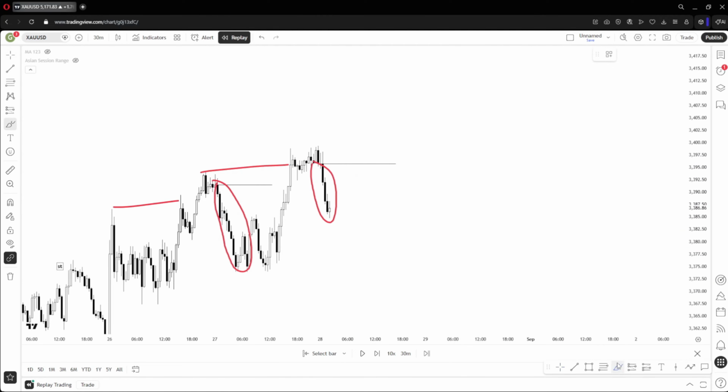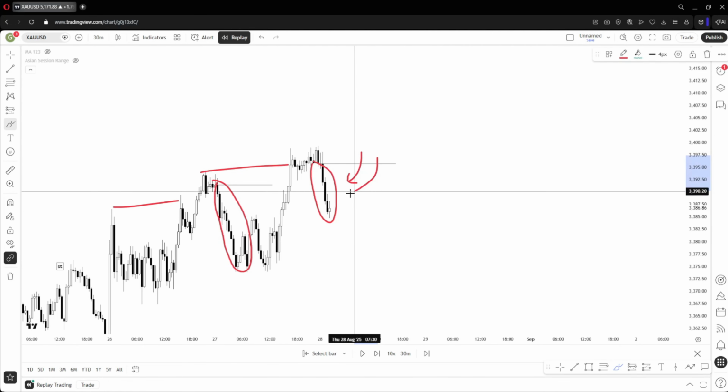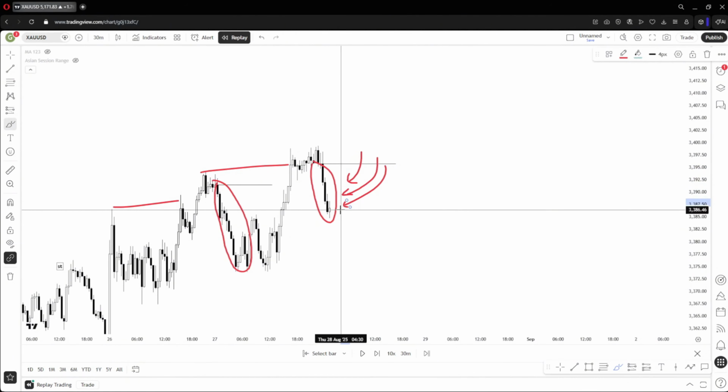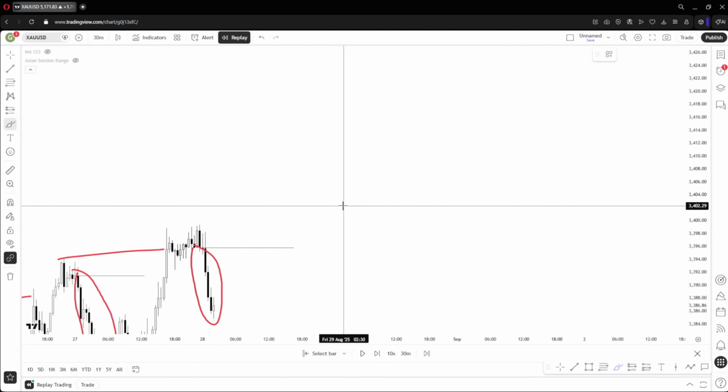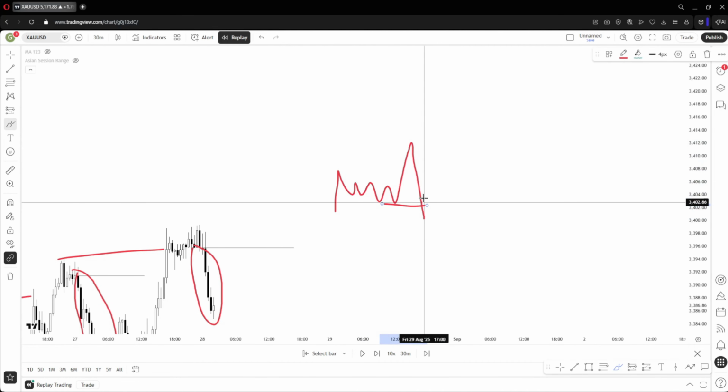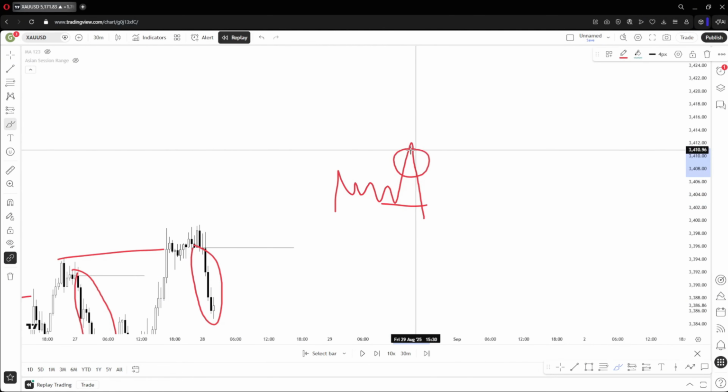As I said, you can also use the manipulation cycle on 4H, 1H, and combine the daily one with 4H and also 1H. But in this video, I'll be only going over the daily one. Okay, so I'm trying to keep everything as simple as possible. So accumulation, manipulation, and then market shift. And we also have a new manipulation cycle at this point.